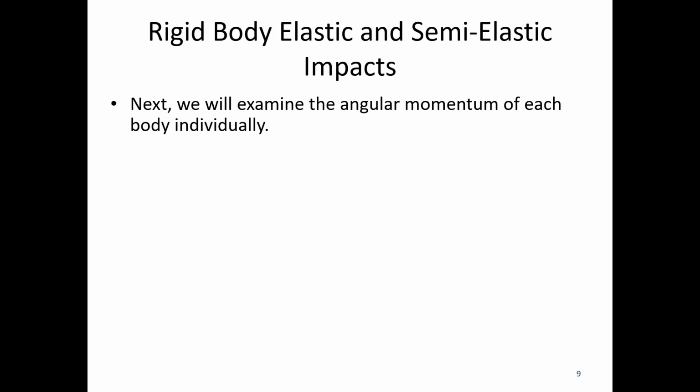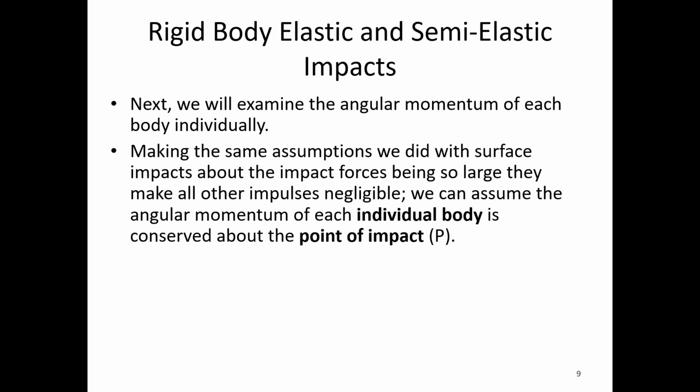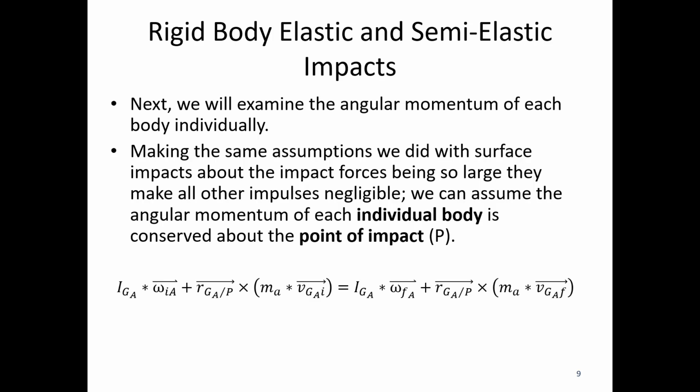So next up, we're going to examine the angular momentum of each body individually, making the same assumptions we did with the surface impacts. Again, impact forces are going to be so large they make other impulses negligible, and we usually assume that the angular momentum is conserved about the point of impact. And this is for each individual body. Generally that point of impact is not the center of gravity or some fixed axis, so we're going to need to use the arbitrary angular momentum about any point equation.